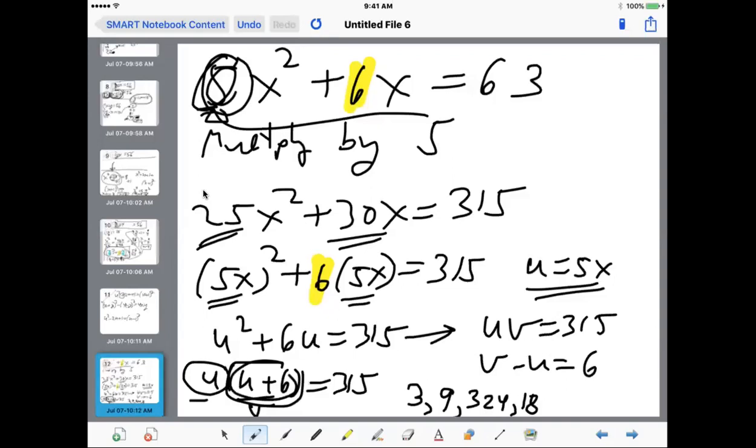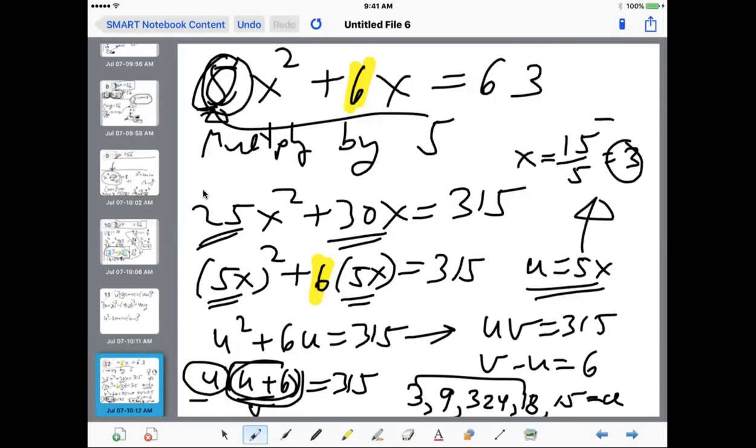So 18 minus 3 is 15. Well, that's the value of u. But remember, u is 5x. So divide that by 5. And you get 3, which is the answer to that question.